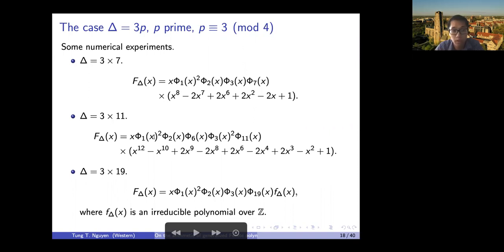So you have phi1 squared, this is expected. Phi2, we know how to explain that. But phi6, 6 is not a divisor of delta, so this is a new phenomenon. You have exceptional zeros. And phi3 is expected, but now the multiplicity is 2, so it's also a new phenomenon. And phi11 is irregular, so nothing happened at 11. The same thing happened for delta 3 times 19. In this case, it behaves almost the same as the case where delta is 3 times 7.